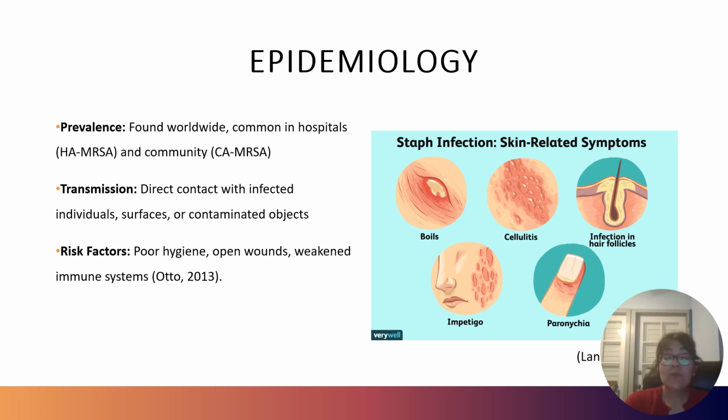Another really big risk factor is going to be open wounds. In fact, Staphylococcus is the number one type of infection for burn victims. So burn victims, they already have an open wound, their skin is trying to heal, but during that time, they are more susceptible of developing staph infections, which can lead to sepsis. And then, of course, having a weakened immune system will always increase your chances of developing an infection.